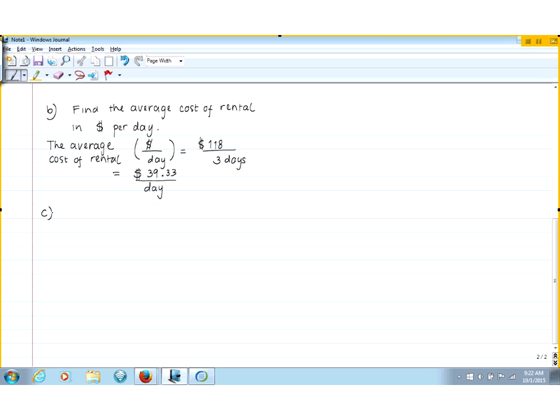Is it easy? Okay. C. Find the average rate of travel in miles per day.